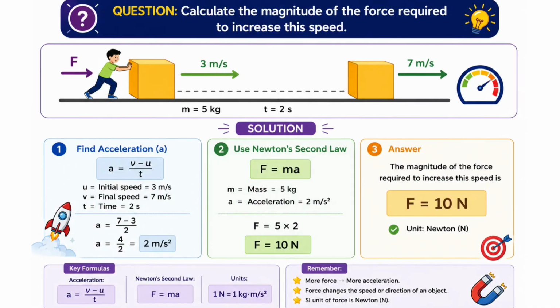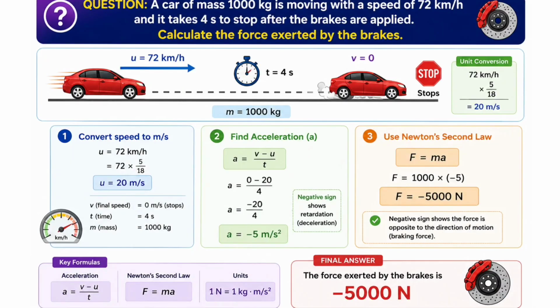Let's play with one more question. Let's read the problem statement at the top together. A car of mass 1000 kg is moving with a speed of 72 km per hour and it takes 4 seconds to stop after the brakes are applied. Calculate the force exerted by the brakes.